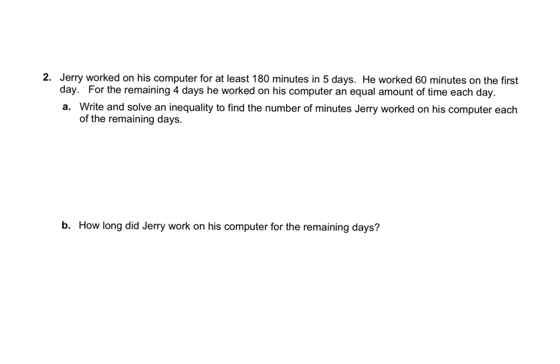So question number 2, Jerry worked on his computer for at least 180 minutes in 5 days. He worked 60 minutes the first day. For the remaining 4 days, he worked on his computer an equal amount of time each day. All right, so he's working for 5 days, and on the first day, he worked for the 60 minutes. Now, each of the additional 4 days, we don't know how much time he worked, but we know that it's going to be equal. So we're going to write that as 4x. And he worked for at least 180 minutes.